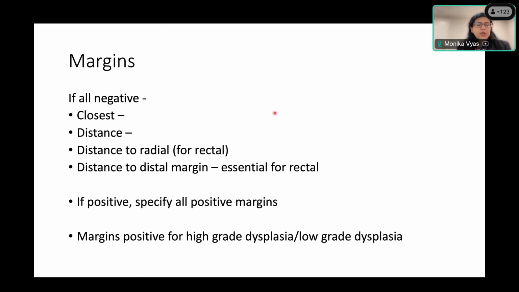closest margin, the distance from the closest margin, and also distance to the radial margin for rectal specimens, and distance to the distal margin again for rectal cancer specimens. And if positive, definitely you want to specify all the positive margins.